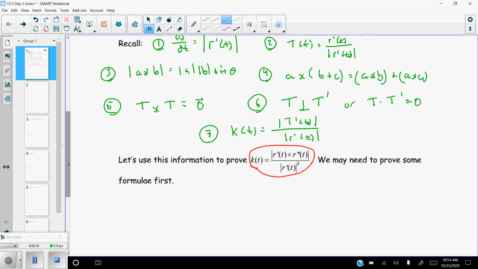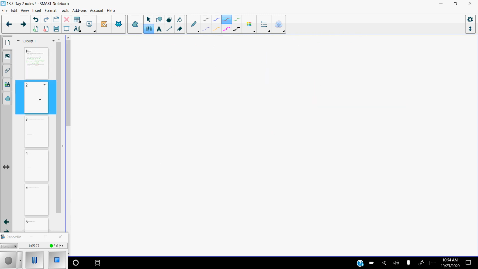So let's start off with, and I am going to go back and forth here. I'm not going to flip back and forth between the pages, but I'm going to go to my second page to start this. Okay, let's start off with the fact that we know that T of t equals r prime of t divided by the magnitude of r prime of t. And that's number 2.